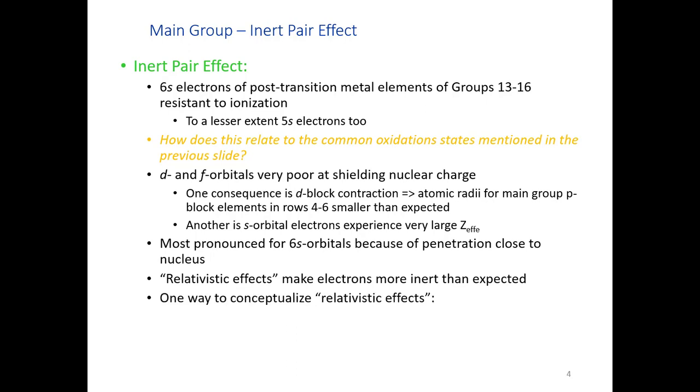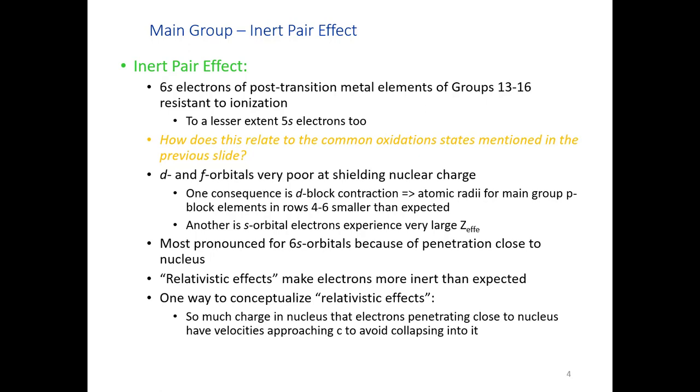One way to conceptualize relativistic effects is if you think of electrons as orbiting the nucleus, kind of like planets orbiting the sun. They need to have a certain amount of momentum in order to prevent them from getting pulled in. The attractive forces in this case would be electrostatic rather than gravitational.